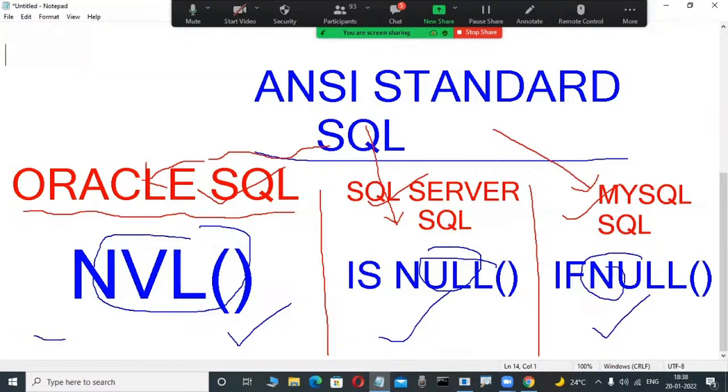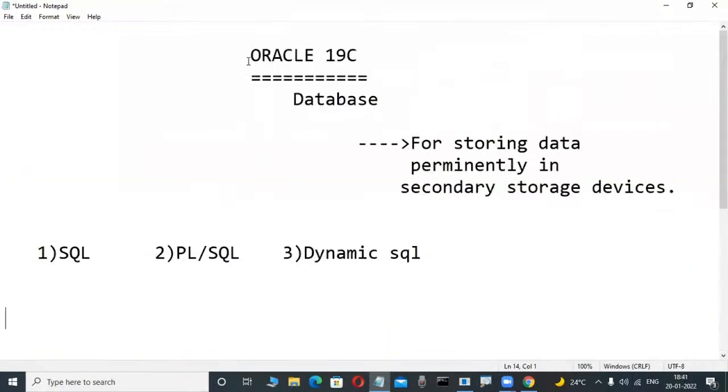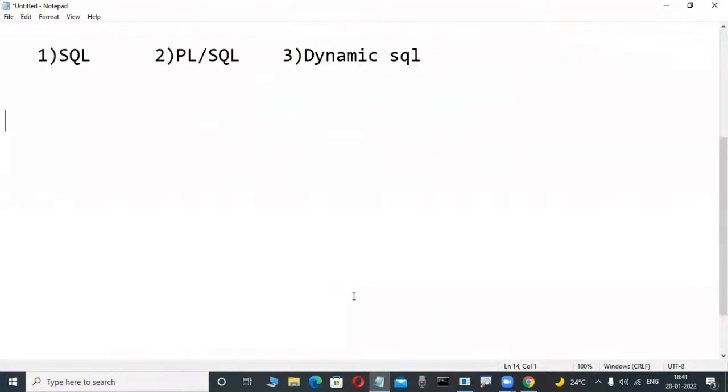Suppose some function, MONTHS_BETWEEN, exists only in Oracle SQL. Can I use the same function in SQL Server? No, there the DATEDIFF function is used instead. There is another function. That's why, always, what we are learning is that SQL is an ANSI standard language.